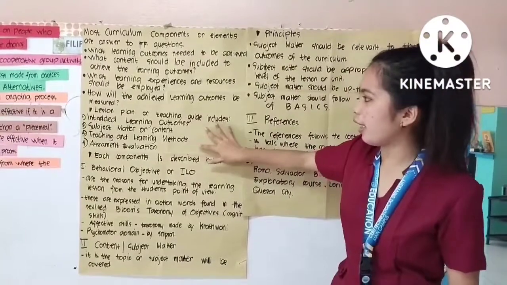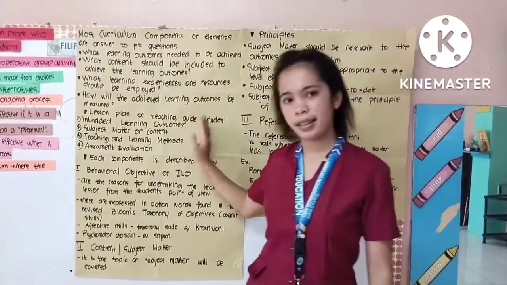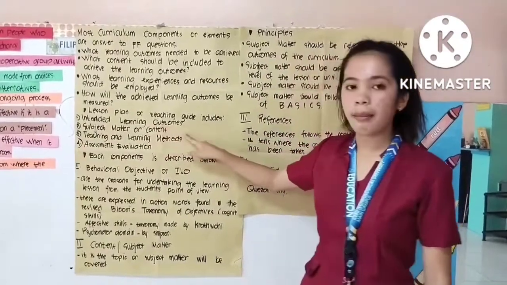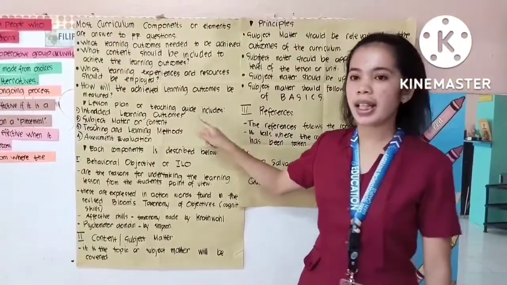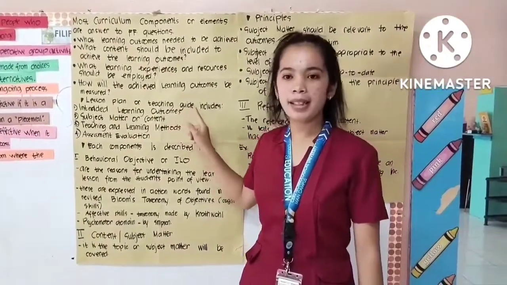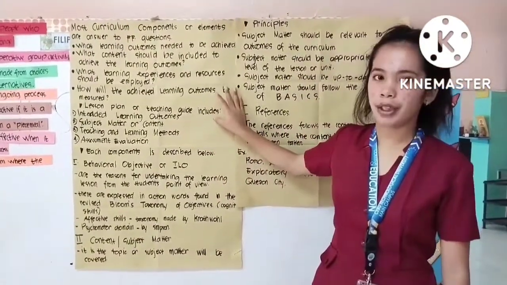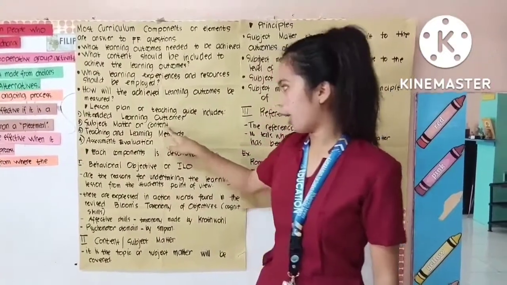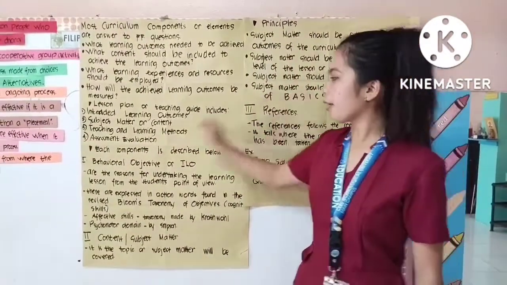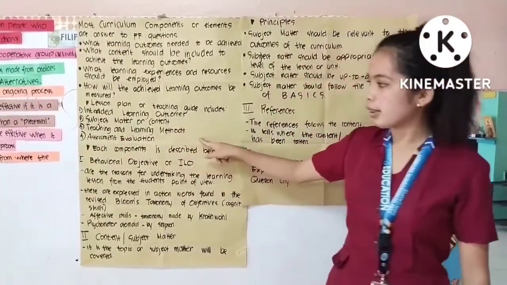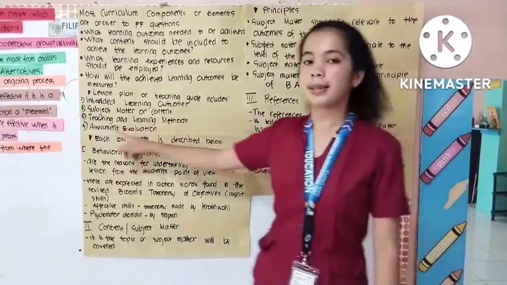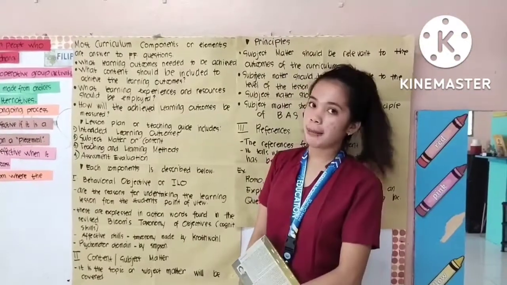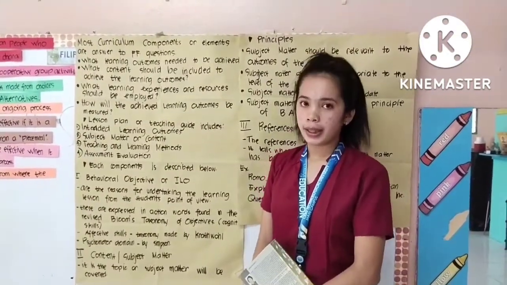So here is what the lesson plan or teaching guide includes. Number 1, intended learning outcomes or the desired learning outcomes, formally based and labeled as behavioral objectives. The second one is the subject matter and content. Number 3 is teaching and learning methods. And the last one is assessment and evaluation. We are going to describe each element of a teaching guide.